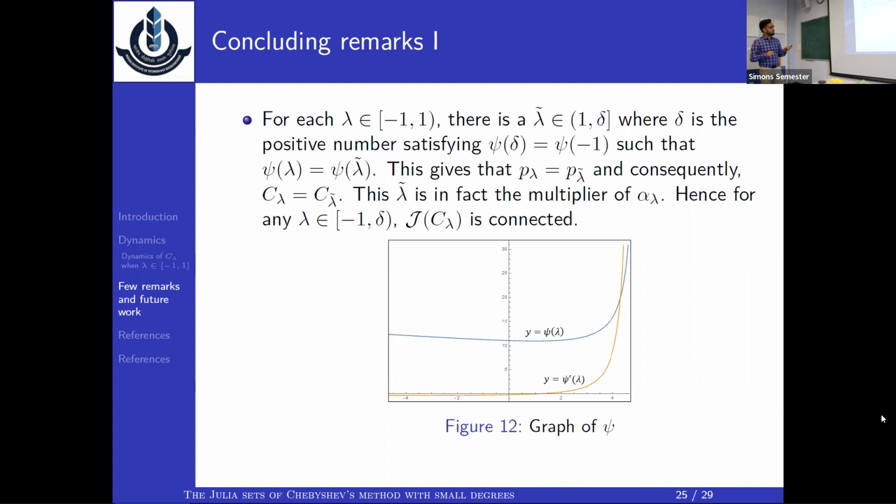In this case, the Chebyshev methods are the same. Actually, what is happening? We will have another real extraneous fixed point alpha lambda. If we consider any lambda from this interval, xi lambda will be repelling, but in this case alpha lambda will be attracting. So we can extend our domain from -1 to 1 to -1 to delta. In this case, the Julia set of C lambda will be connected. This is an observation.